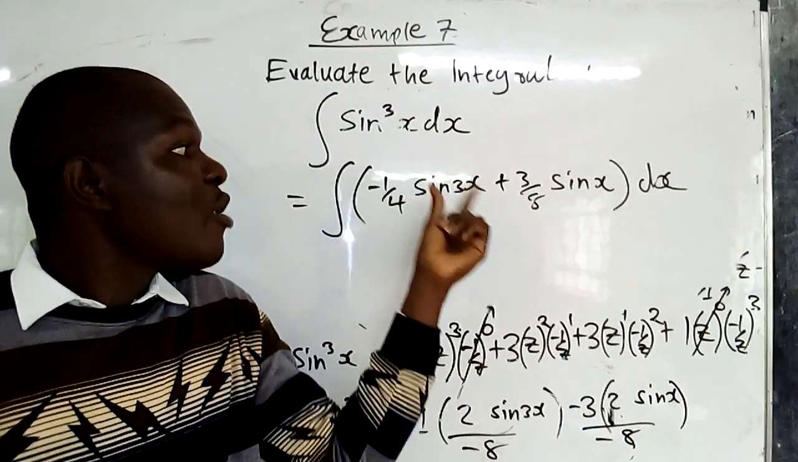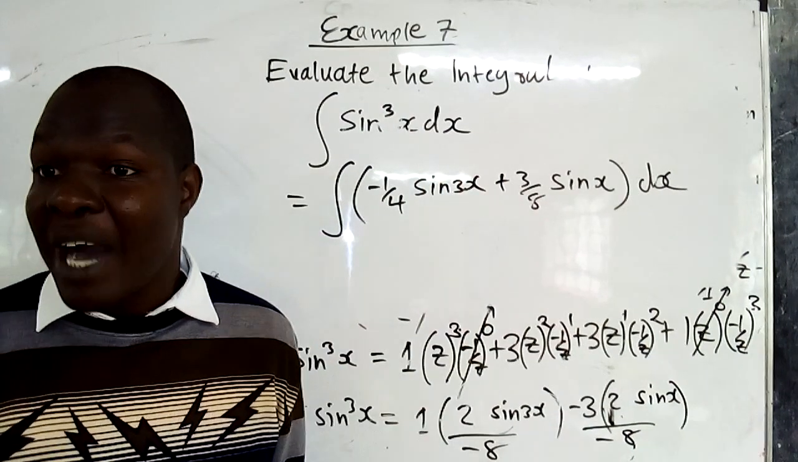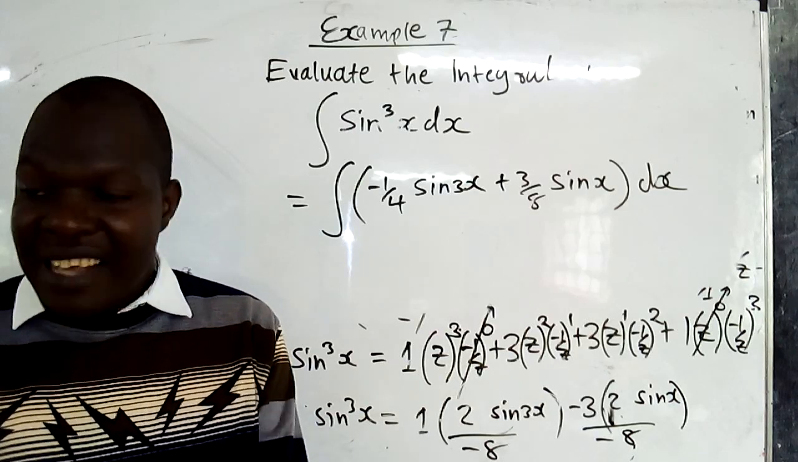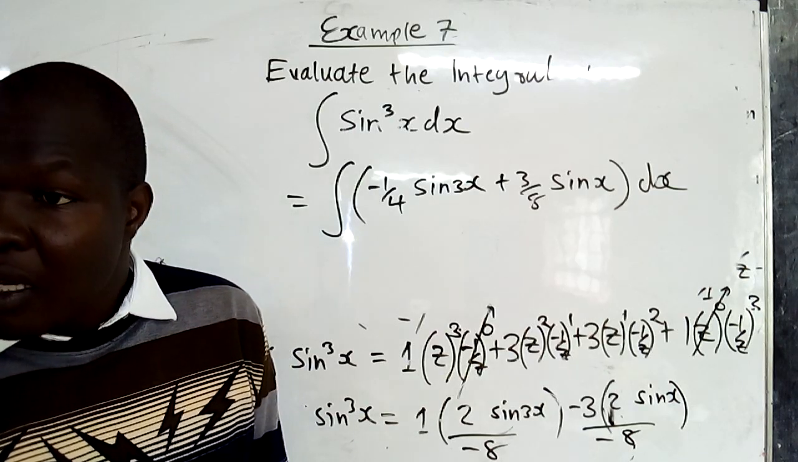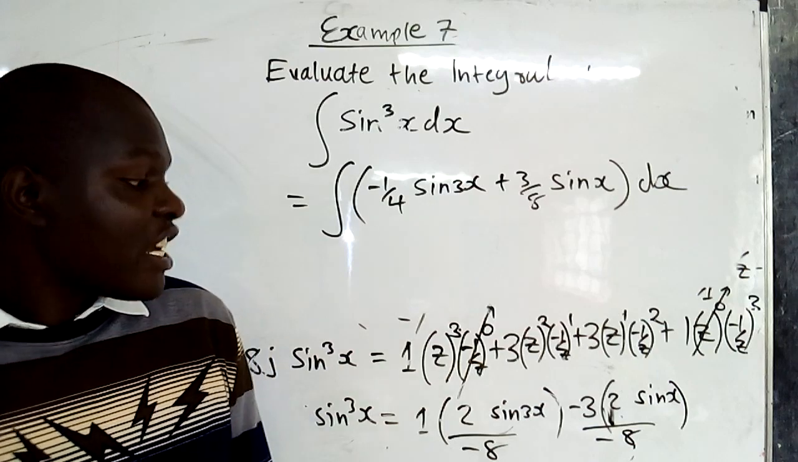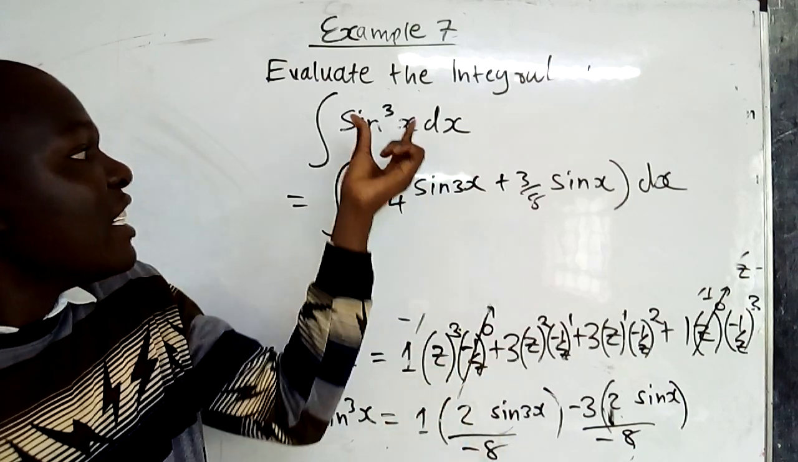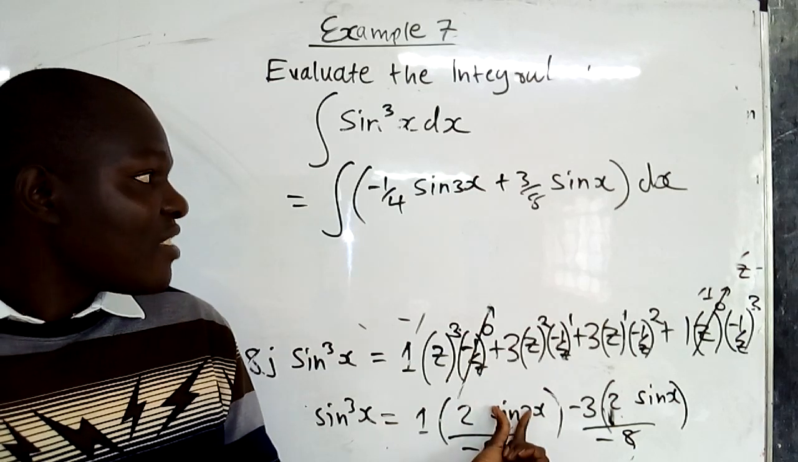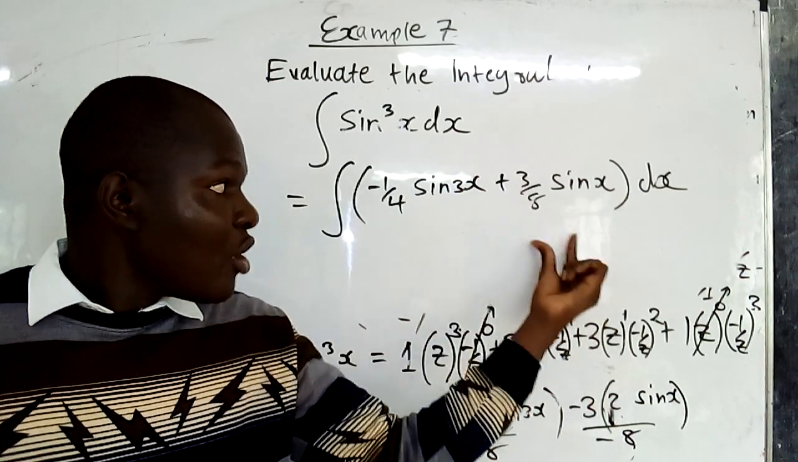Meaning you have now gotten rid of the power because you cannot integrate a power. Have you seen the scenario? The task here is to get rid of the power because you cannot integrate a power. So from De Moivre's theorem, we found sine cubed x to be the same as negative 1 over 4 sine 3x plus 3 over 8 sine x.